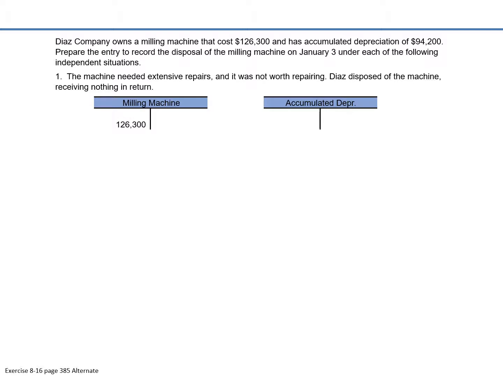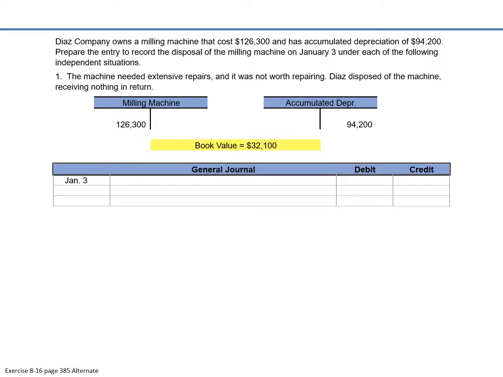All right, so we have milling machine of $126,300 debit, accumulated depreciation of $94,200 debit, book value of $32,100. So our journal entry to get rid of the machine, we need to credit the milling machine asset to remove it from our books for $126,300. Debit accumulated depreciation for $94,200. We have a loss on disposal equal to our net book value, $32,100.